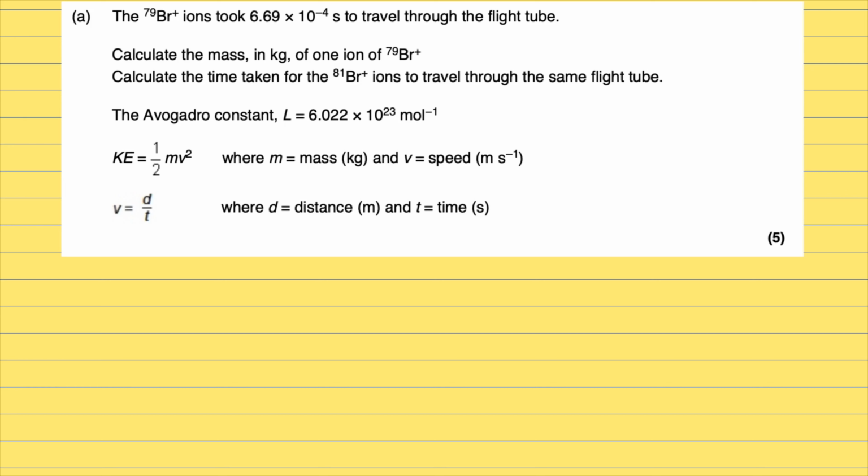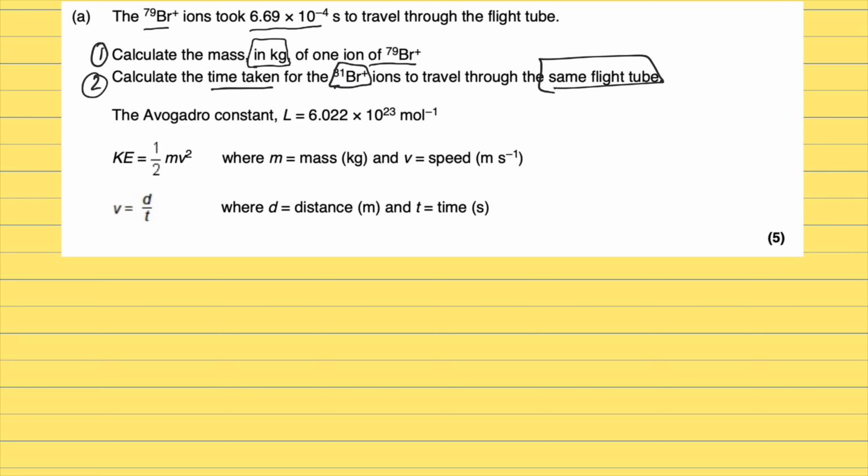Okay, let's have a look at this next and last exam question for today. This came up in the 2018 A-level paper, not the AS paper. The 79Br+ ions took 6.69 × 10^-4 seconds to travel through the flight tube. There are two parts they're asking us to do: one is to calculate the mass in kilograms of one ion of the 79Br+, and two, calculate the time taken for the 81Br+ to travel through the same flight tube.